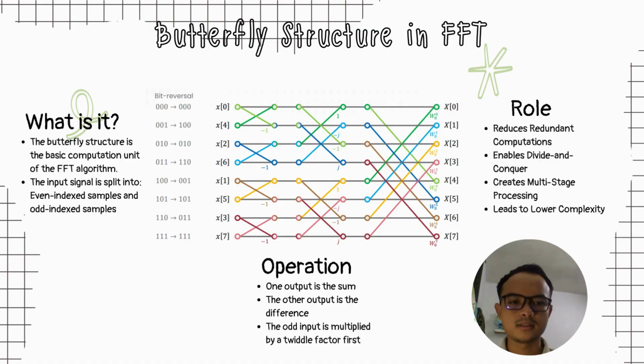The butterfly structure is the basic computational unit of the FFT algorithm. It operates on two input samples, usually one even index and one odd index sample. The odd sample is first multiplied by a twiddle factor, and then simple addition and subtraction are performed to generate two output values. This butterfly operation is repeated across multiple stages in a radix-2 FFT. By reusing intermediate results and reducing redundant calculations, the butterfly structure allows FFT to reduce computational complexity from order of n squared to order of n log n.